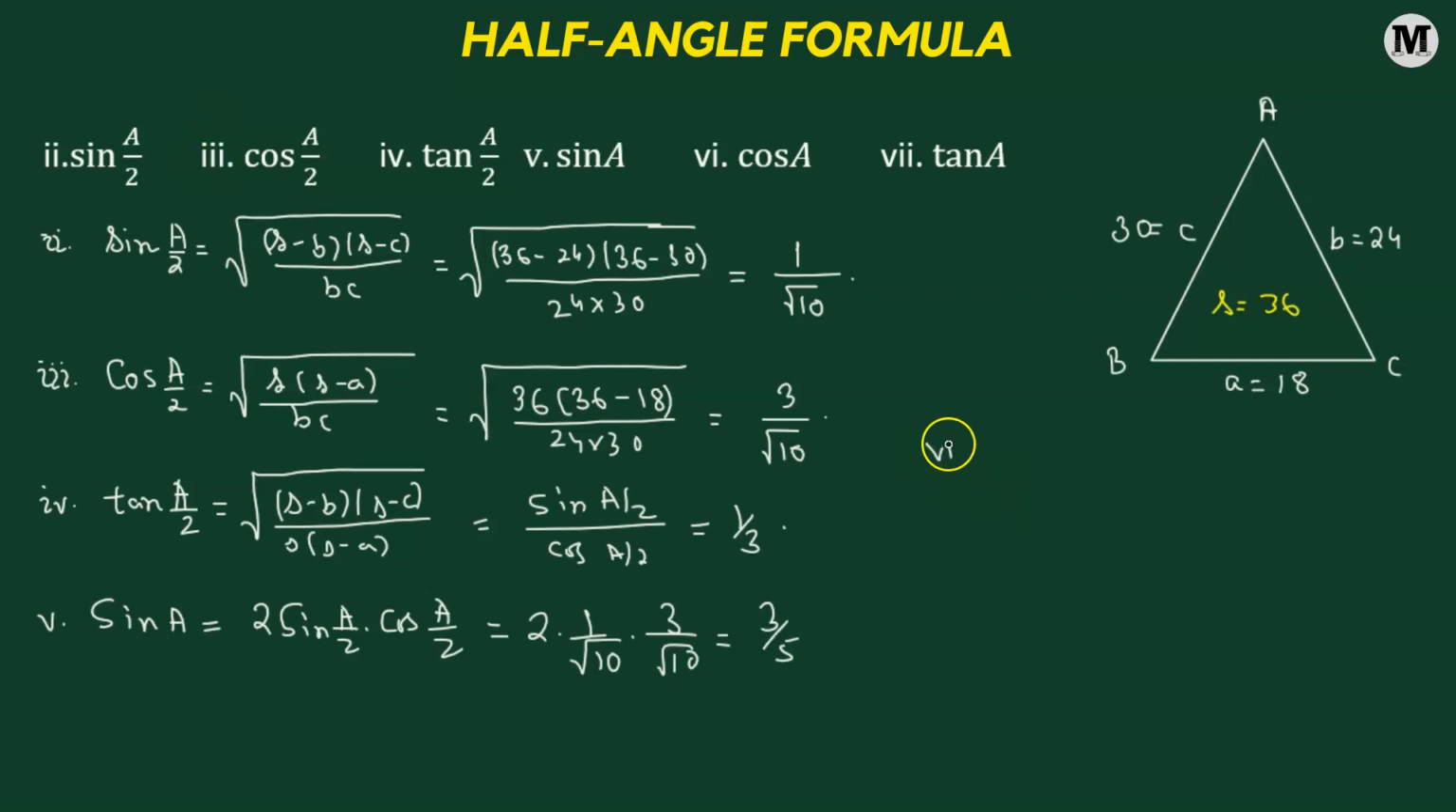Then coming to the sixth part of the problem, we need to find out cosine of angle A. So cosine of angle A is given by cosine squared A over 2 minus sine squared A over 2. Let's substitute the values. So cosine squared A over 2 is going to be 9 over 10, minus sine squared A over 2, so that's going to be 1 over 10. So this is going to give us a value equal to 8 over 10, or we can say it's going to be 4 over 5. So this is going to be the value of cosine of angle A.